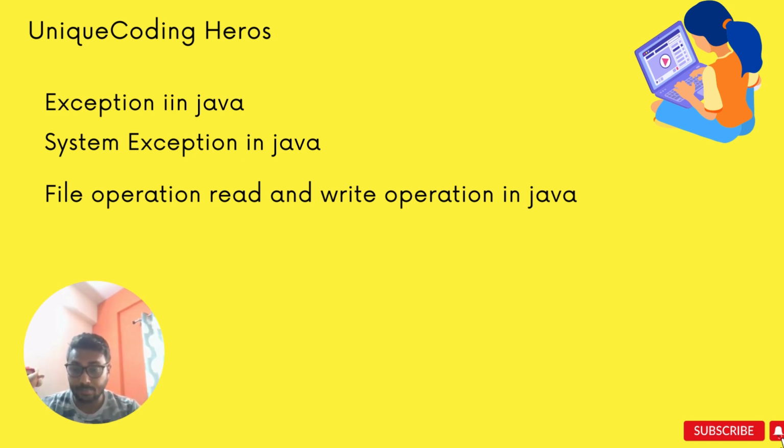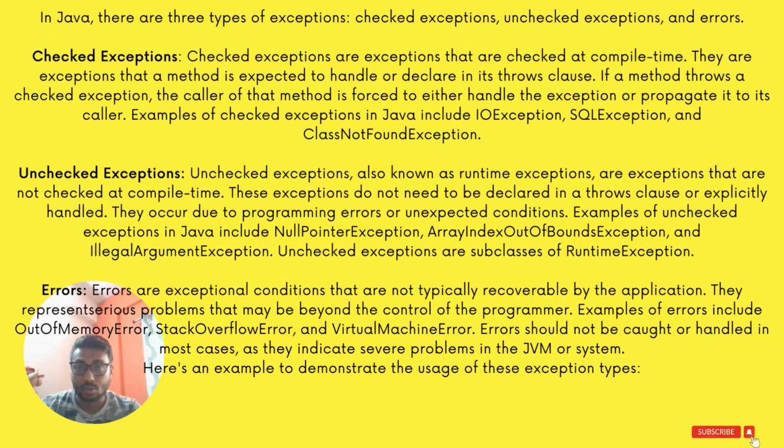Today's tutorial is fully dedicated to exceptions, like system exceptions and file operations in Java. So let's have a discussion about exceptions. Basically in Java, we have multiple kinds of exceptions, like checked exceptions and unchecked exceptions. Let's discuss what checked exceptions and unchecked exceptions are. Checked exceptions are basically those that are checked at compile time.